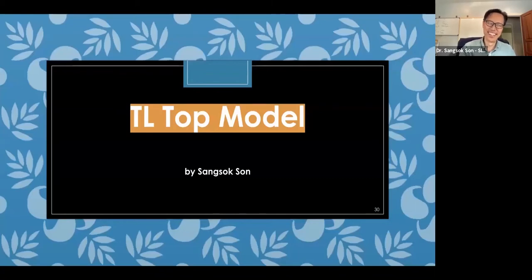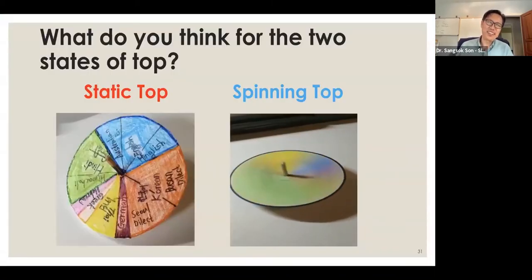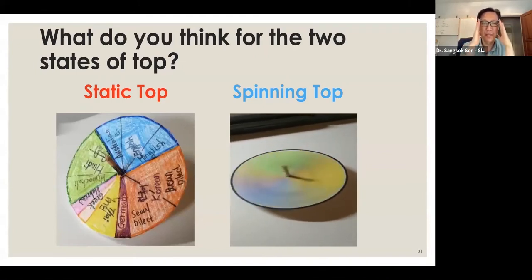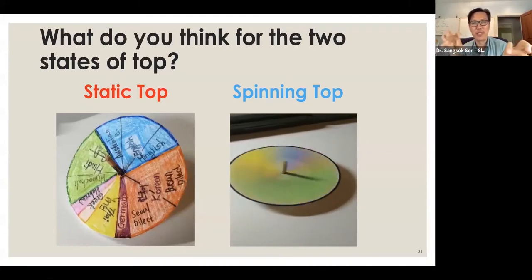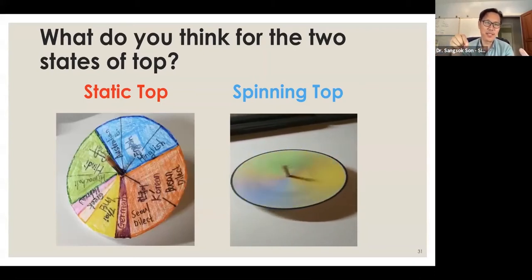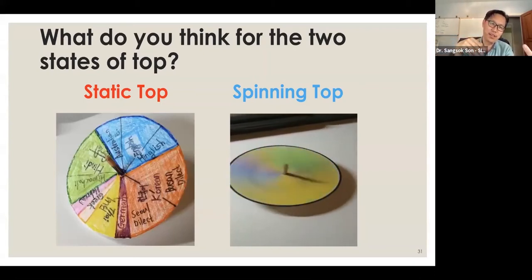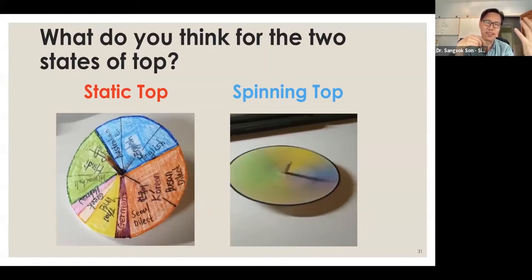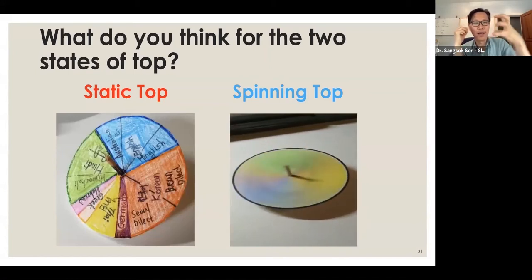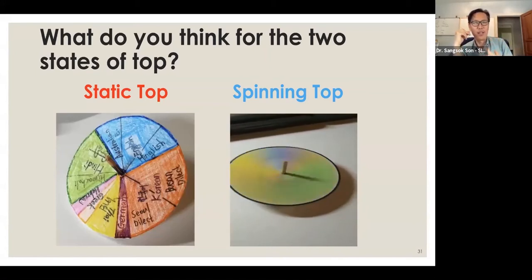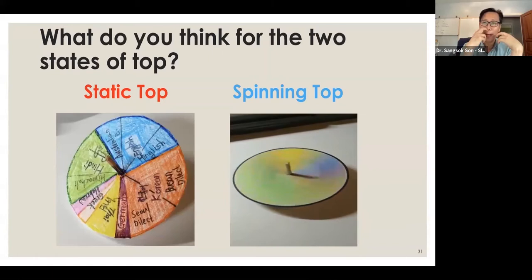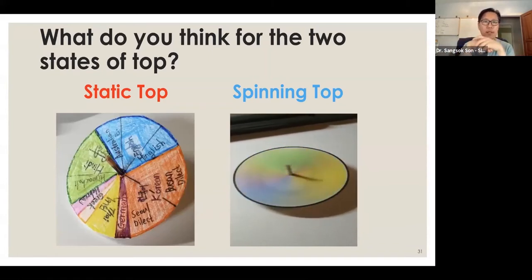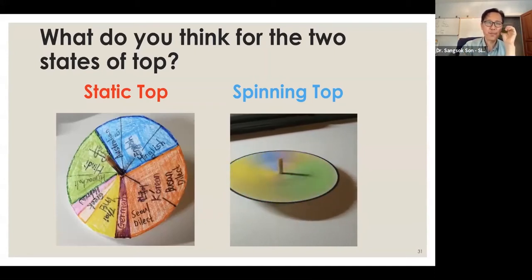Okay, so let's look at these two states of top. What do you think between these two states? One is a static top, the other one is a spinning top. On this static top, you can see some different languages like Korean, German, Thai, English, Hindi and Greek. These are my languages, the ones that I use, that I have. And the spinning top is spinning. I spin this top.